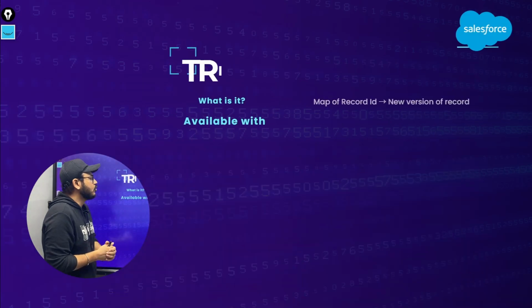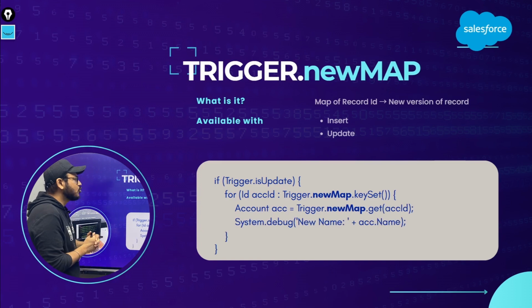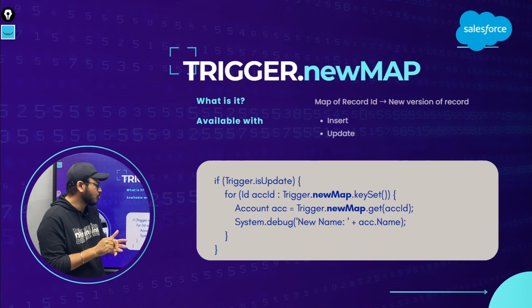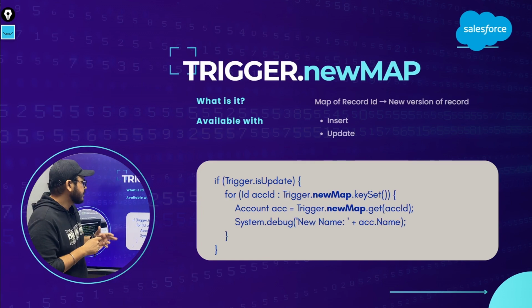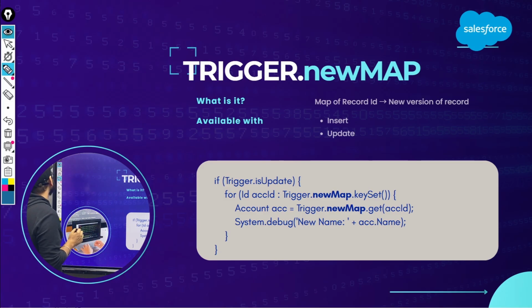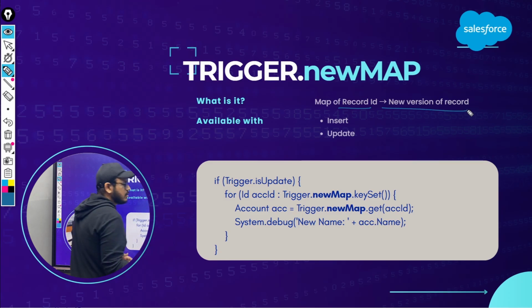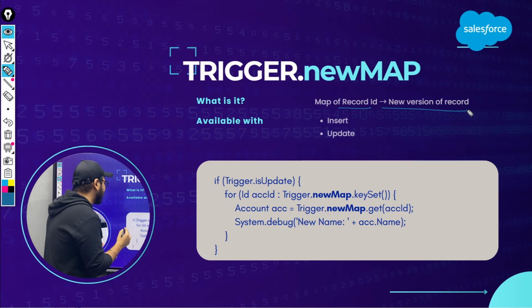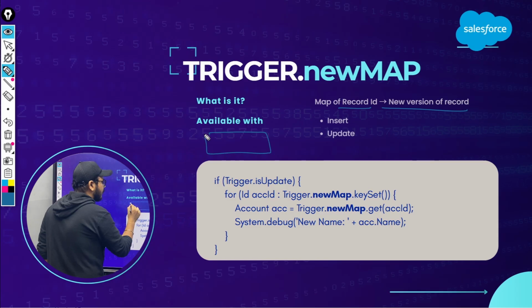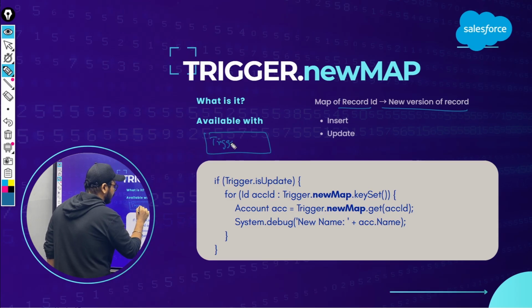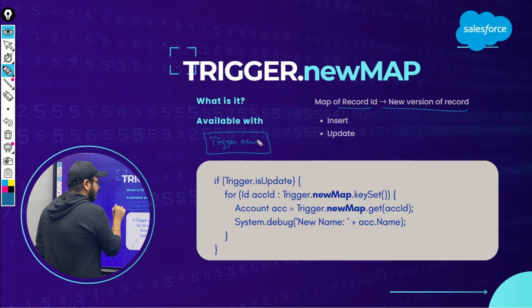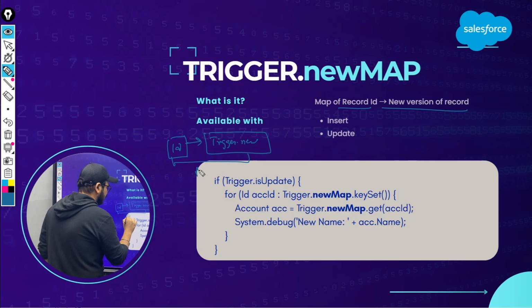Now the next one that we're going to talk about is Trigger.newMap. What is Trigger.newMap? Trigger.newMap is basically the map of record ID to the new version of records. So these are IDs mapped to Trigger.new. If you have Trigger.new here in this box and the IDs of all the records, this is a map of these things.